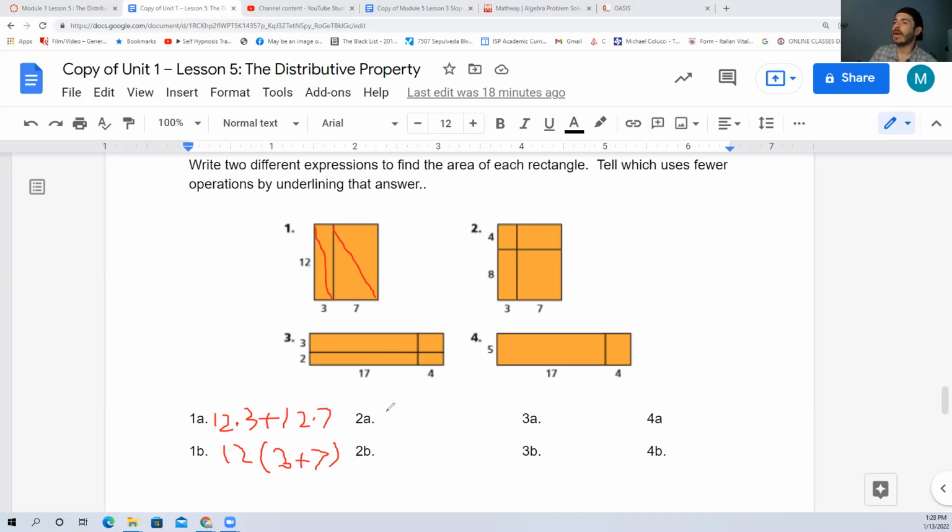Number 2, I could go like this. I can say, what would happen if I added 4 and the 8? I would get the whole length, the whole. And then I'm going to multiply that by the whole width, which is 3 plus 7. And that's going to give me the whole length and the whole width, and I multiply them together and I get the whole area. Okay.